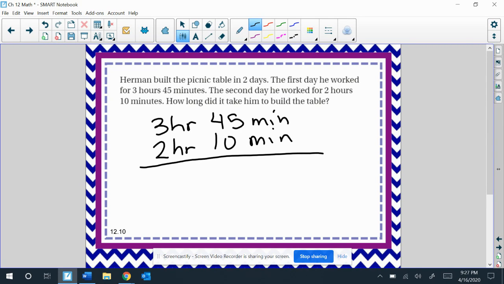Now I need to know what operation. How long did it take him to build the table? Well, that tells me it's addition. I'm going to add these. Here we go. I'm going to add the numbers just like normal, but in the corner I'm going to put 60 just in case I need it. Well, 5 plus 0 is 5. 4 plus 1 is 5. Do I have more than 60? Nope, I'm good. I'm going to label it. 3 plus 2 is 5. I have 5 hours and 55 minutes.